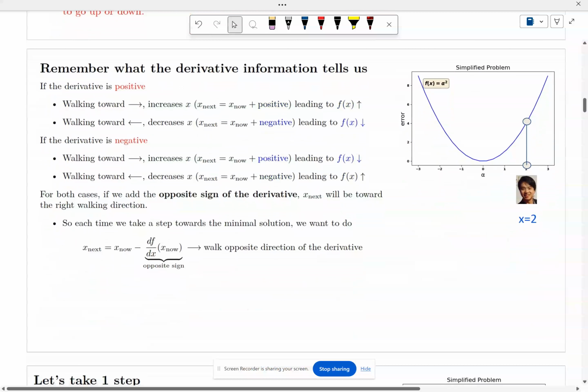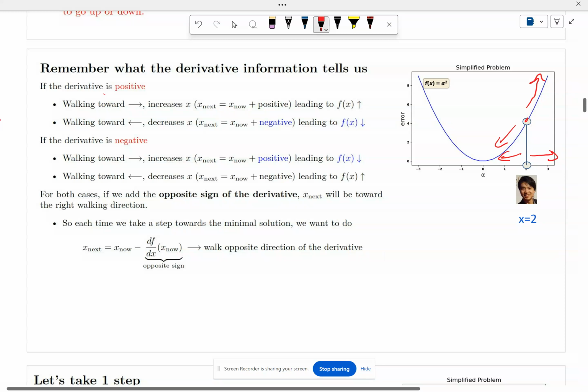Now, if you go back to the first lecture, you'll remember that if the derivative is positive, what does that mean? It means that if we walk this way, the function is going up. And conversely, if we walk this way, the function is going down. So that's what that means.